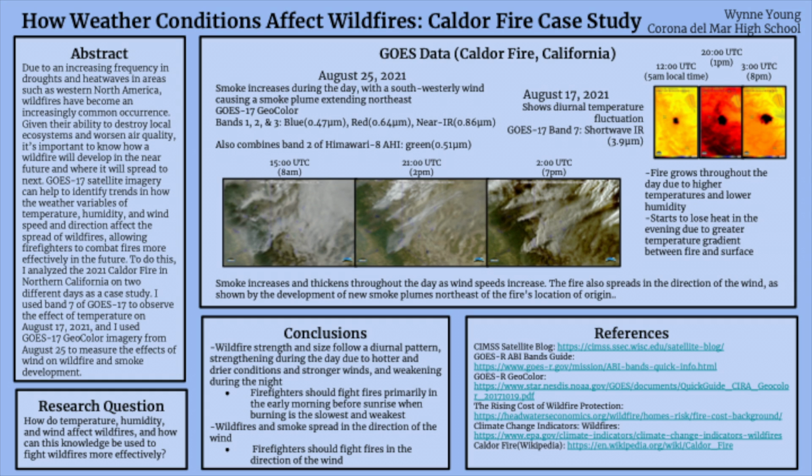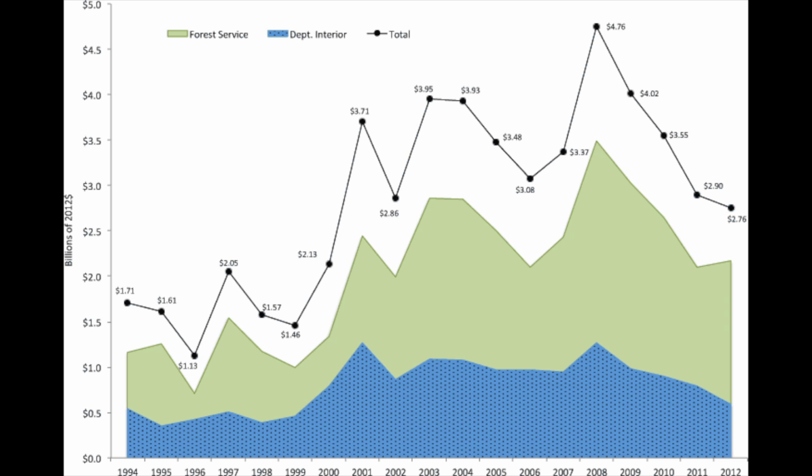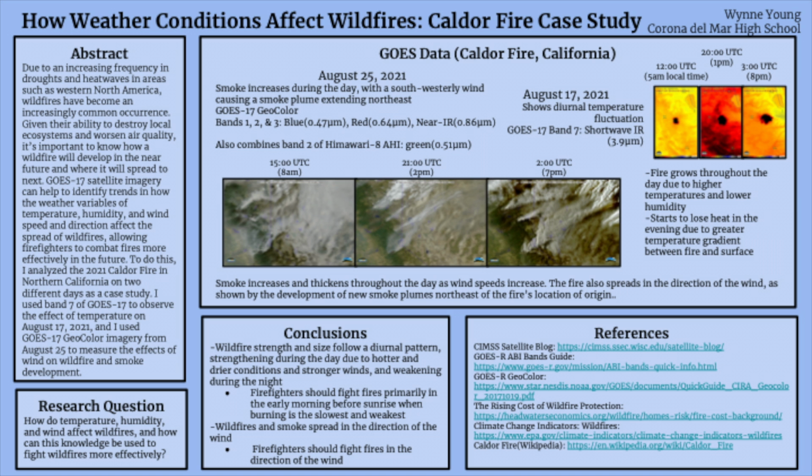Wildfires have many negative side effects, such as damaging the local ecosystem, decreasing air quality, and causing property damage. And they continue to become more common in recent years due to global warming and prolonged droughts. They also take an economic toll, as both the National Forest Service and the Department of the Interior have spent increasingly more on fighting wildfires in the past 40 years. Therefore, it's important to know how fires can be combated most efficiently.